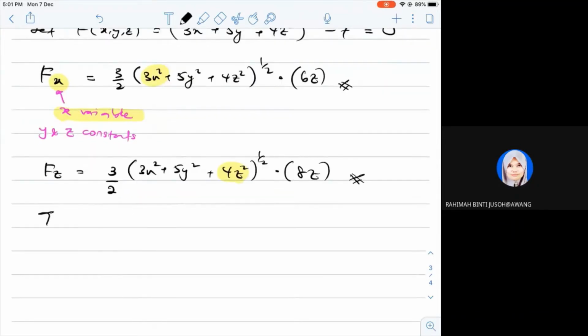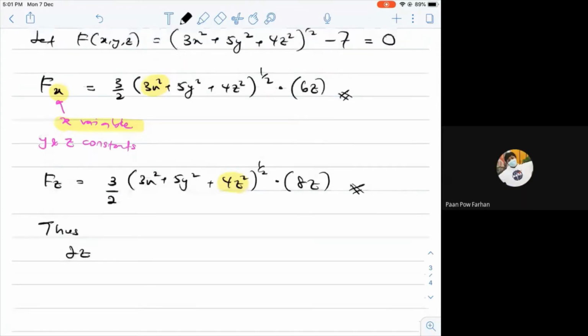So thus... 6z or 6x? 6x. Oh, it's always like this in the evenings. Thank you very much.